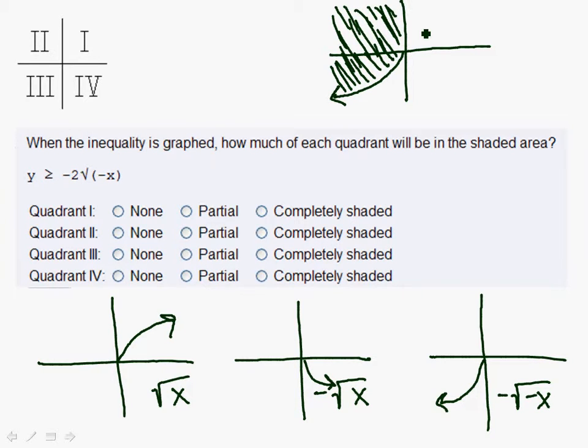Okay, notice I'm not shading to the right of the y-axis because the values start here and only go to the negative values of x. Okay, so I cannot cross the y-axis.